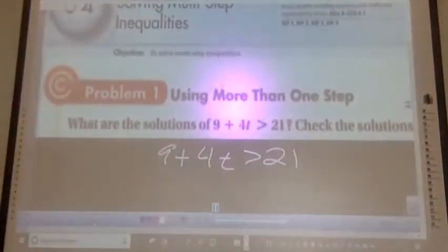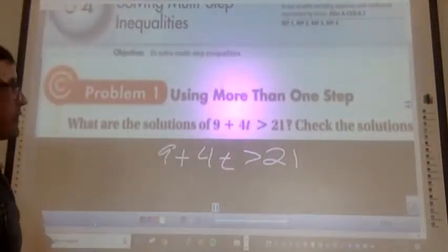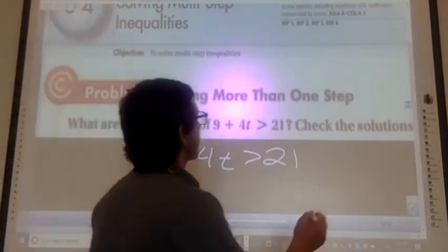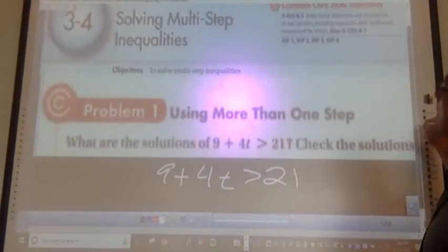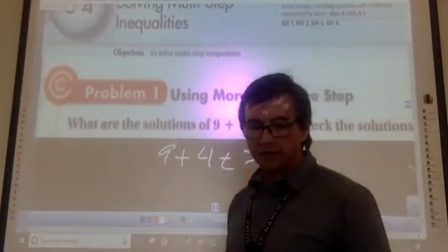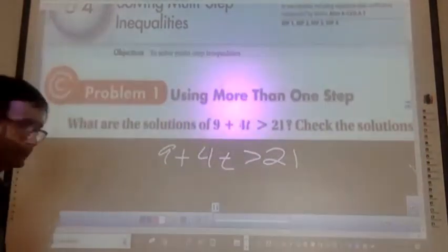Get out of your way so you can actually see. So 9 plus 4t is greater than 21. We're doing 3.4, solving multi-step inequalities. Okay. So what would the first step you do here, Austin?